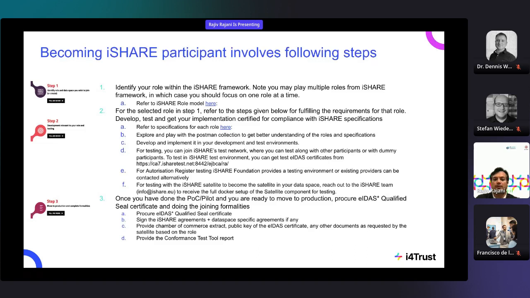To reap the whole benefits of the trust framework and the legal aspects, you need to become the participant. Otherwise, you can simply use the technology, but then as a standalone, that technology is no different than what you are using with the other standards that are available. To get the whole benefit of the framework, you essentially become a participant of iSHARE.